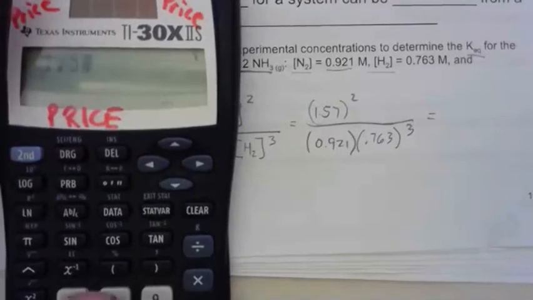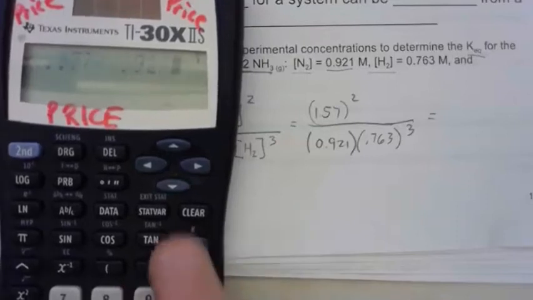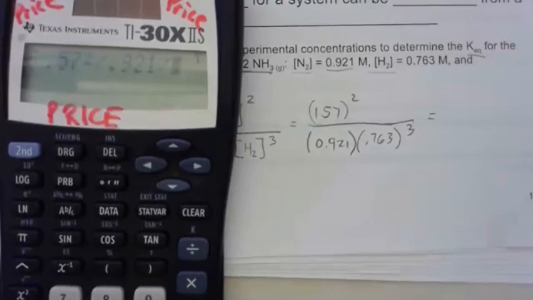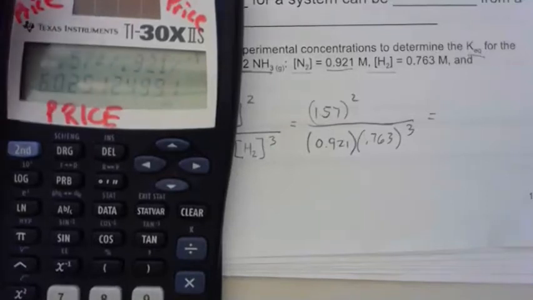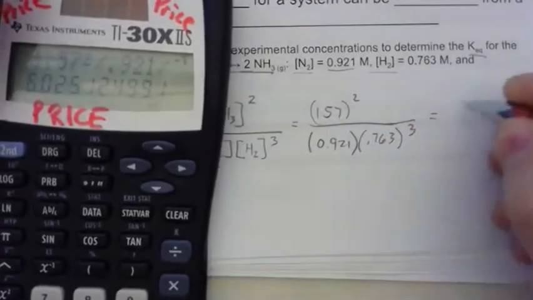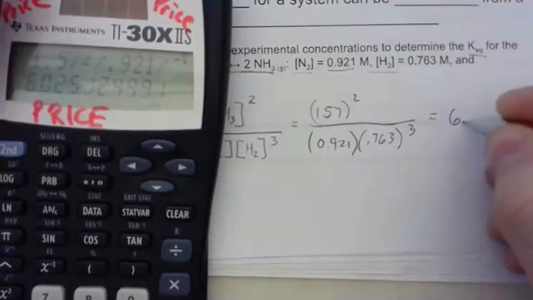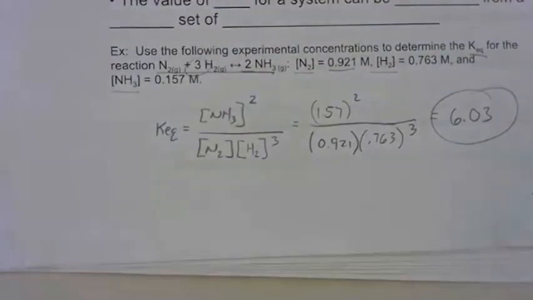So 1.57 squared on my calculator is right here, divided by 0.921, divided by, because it's also on the bottom, 0.763 raised to the third power. So I'm going to use the caret 3. And I go equals, and there is my KEQ. Since we have 3 significant figures in all this, the answer is simply 6.03. And that is my KEQ.